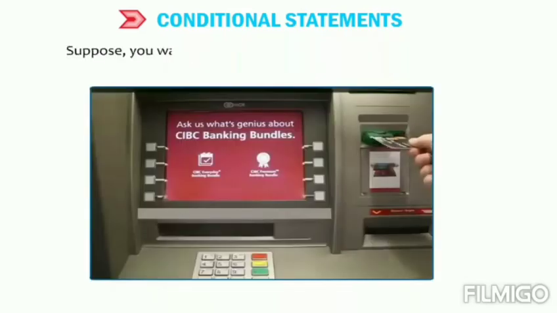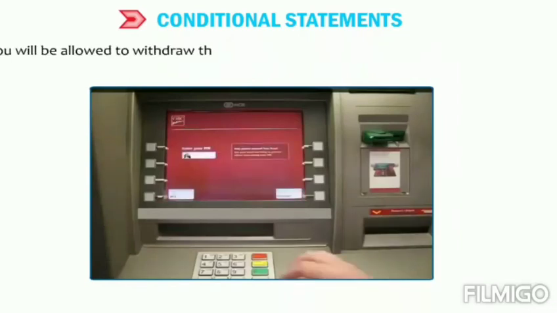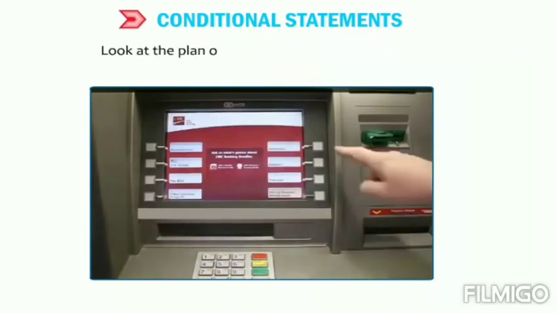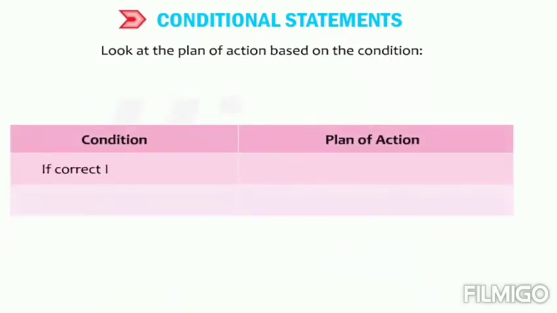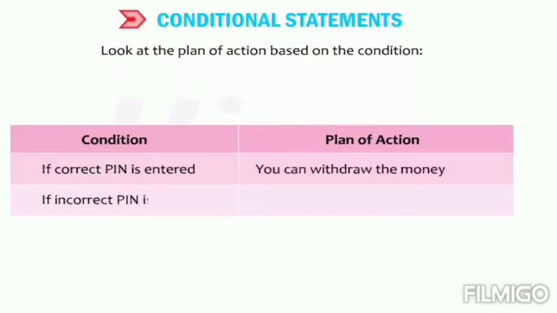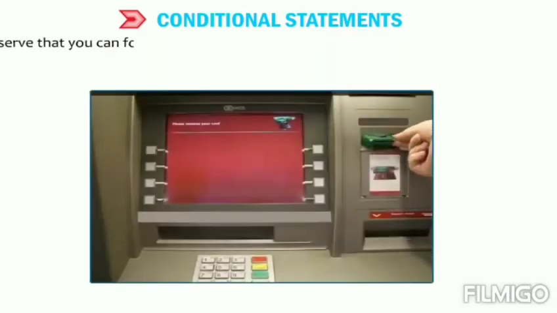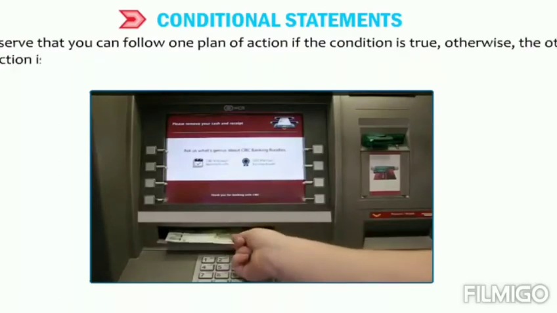Suppose you want to withdraw some money from the ATM. You will be allowed to withdraw the money only if you enter the correct PIN number. Look at the plan of action based on the condition. Condition: if correct PIN is entered. Plan of action: you can withdraw the money. Condition: if incorrect PIN is entered. Plan of action: you cannot withdraw the money. Thus, observe that you can follow one plan of action if the condition is true. Otherwise, the other plan of action is followed.